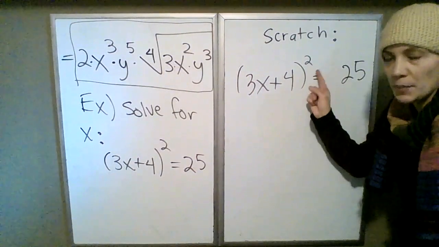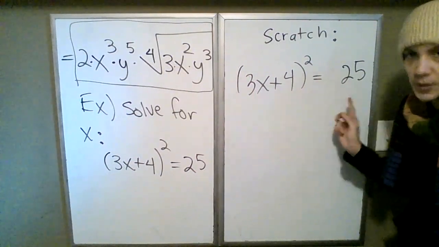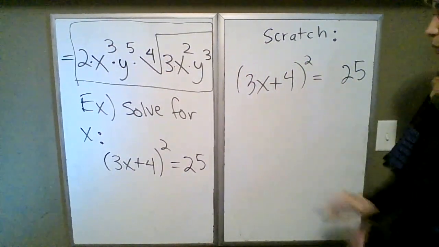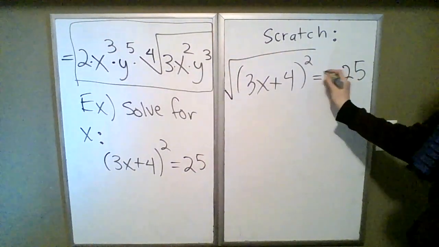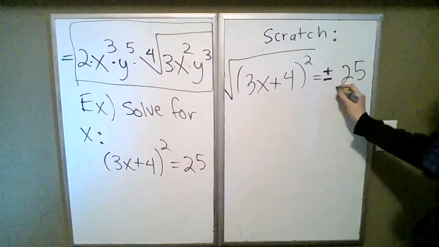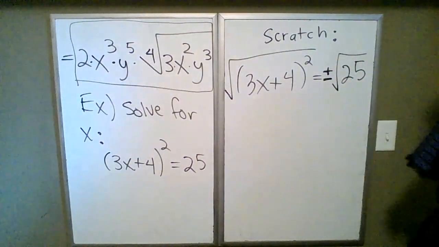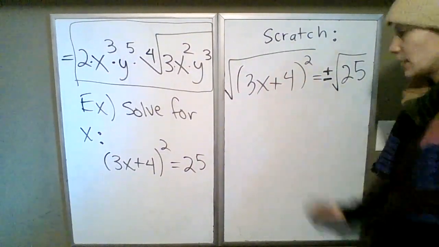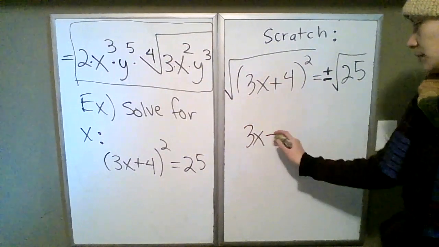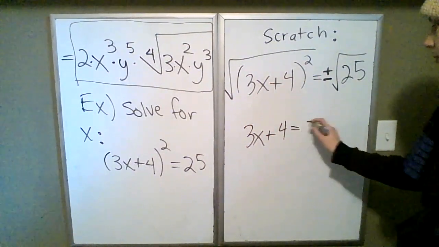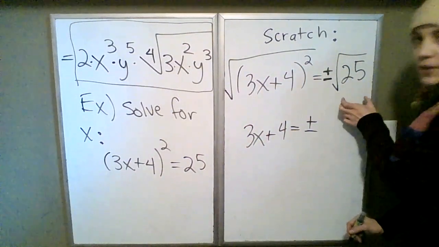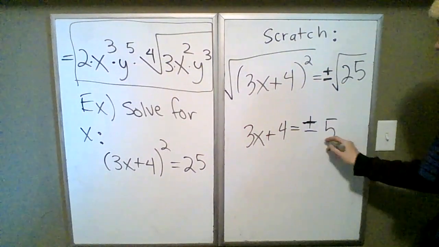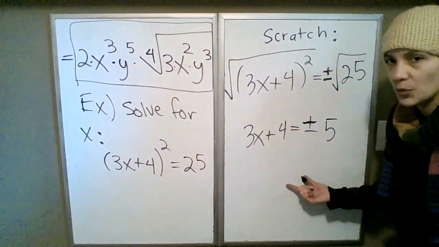Okay, to take care of that power 2, I could square root both sides. And when I do that, we'll put a plus or minus sign in front of this root 25. That way the square root and power 2 will leave 3x plus 4 equal to plus or minus a root of 25, which is 5. And we're going to set up two equations.